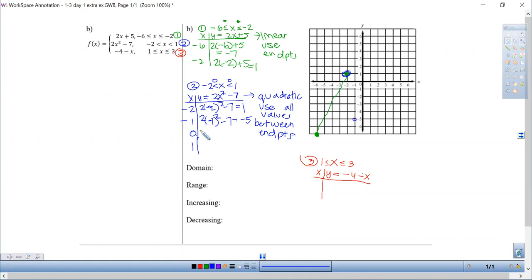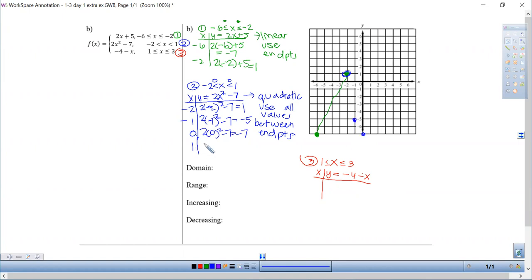When I plug in 0, 2 times 0 squared is 0, minus 7 is -7. So I'm going to have a point at 0, -7. Remember, these are regular points. I know it doesn't really look like it.